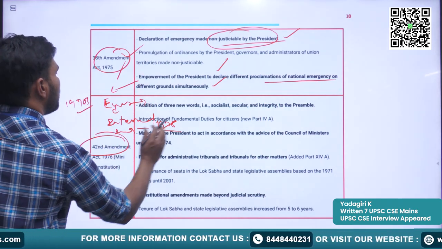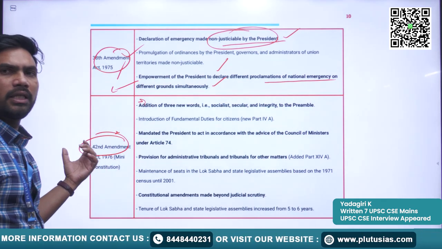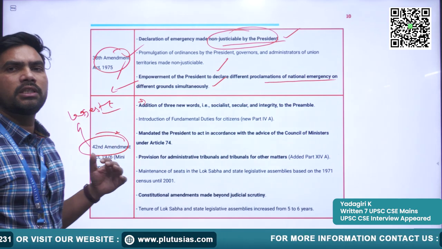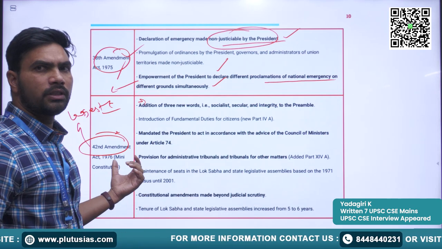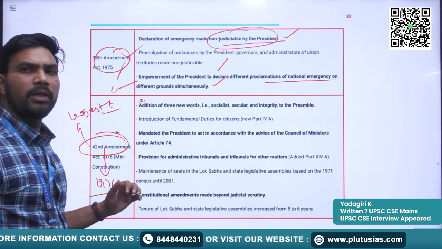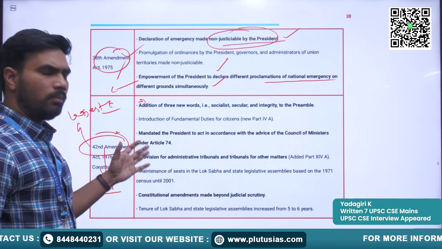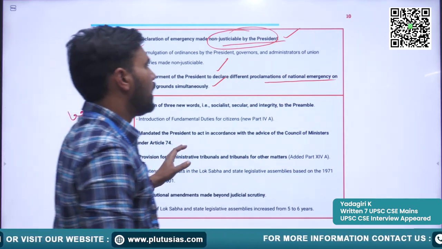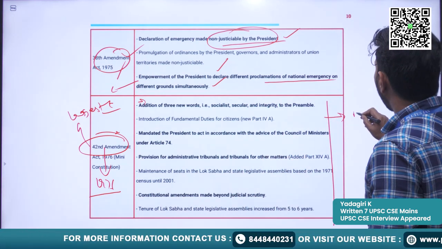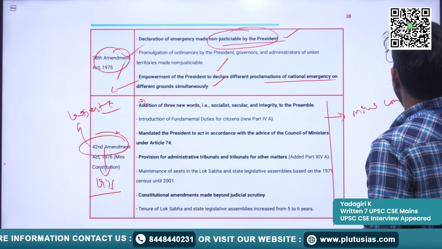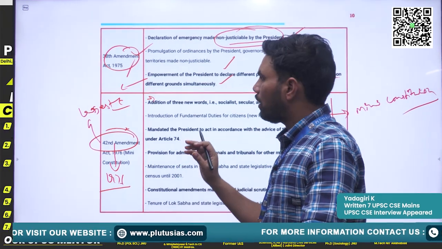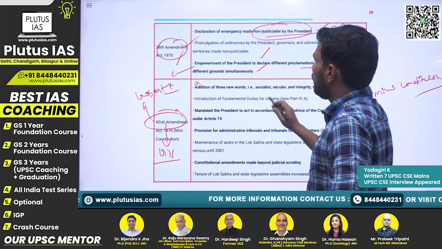Next is the 42nd Amendment. This is a very, very important amendment, and we can say it is the largest amendment to the Constitution. Many changes have been brought in through this 42nd Constitutional Amendment. So this was done in 1976 when national emergency was in operation. So basically it has made many changes. Because of that reason also we call the 42nd Constitutional Amendment a mini constitution. Right. So we will see some of the changes that have been made under the 42nd Constitutional Amendment Act.